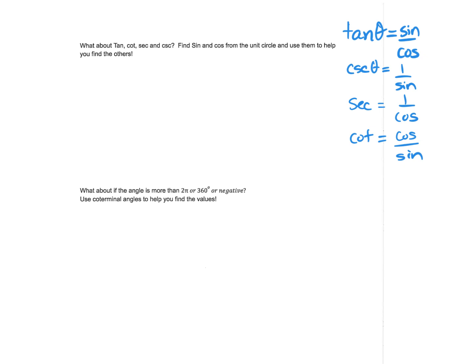Now, how do we find something like that? Easiest way to do that is, let's look at a couple of them. So if I wanted you to find the cosine of 5 pi over 6, that one's easy. You just look on your unit circle. What is the cosine of pi over 6? Does everybody understand that cosine is your x value?